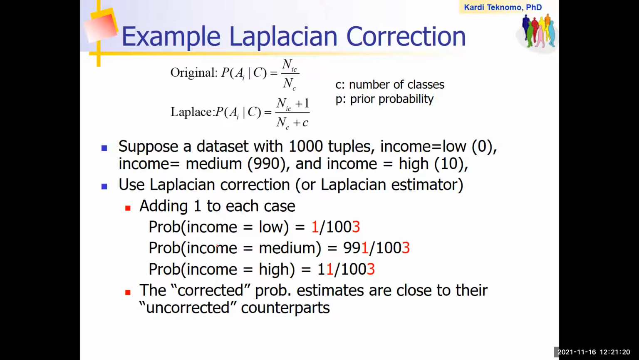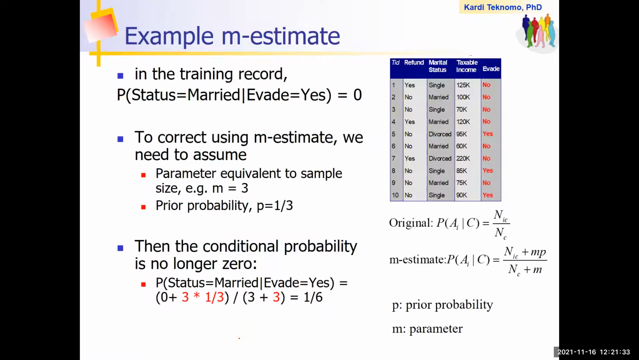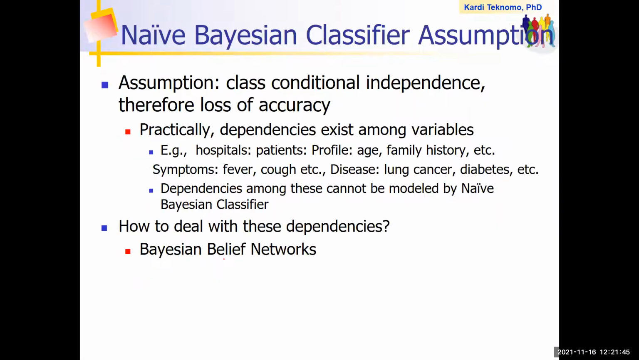Why do you want to overcome zero? Because if you multiply zero with any number, it becomes zero, right? So we don't want that to happen. The same thing applies if you want to use the M estimate. This is just an example of how we are going to use the M estimate.